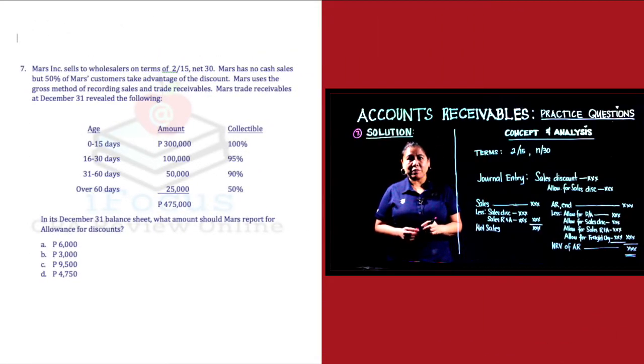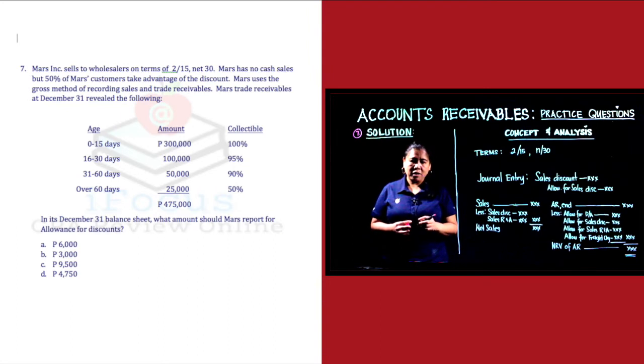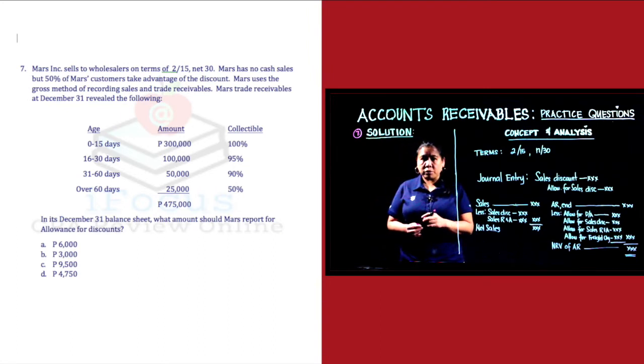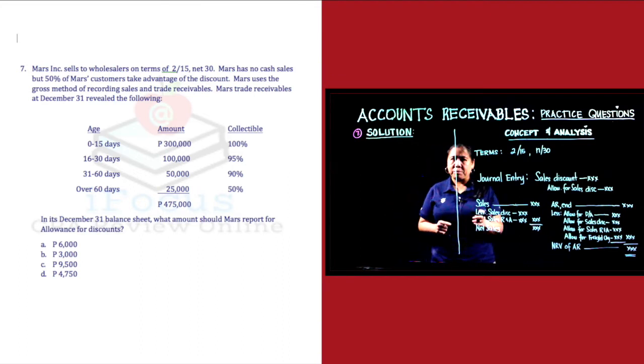Alright, question number 7. The requirement on question number 7 is, in its December 31st balance sheet, what amount should Mars report for allowance for discount? So this time, discount tayo. Alright? Mars Incorporation sells to wholesaler on terms of 2/15 net 30. So, anong ibig sabihin ng terms na ito?